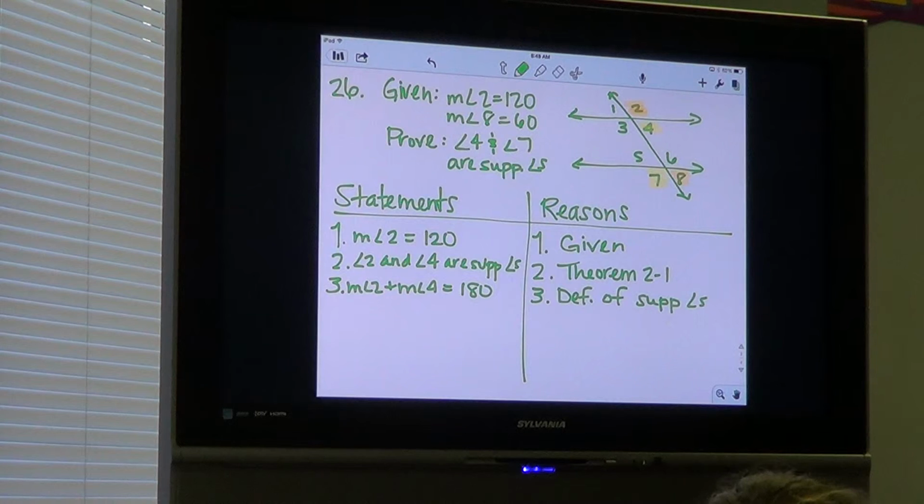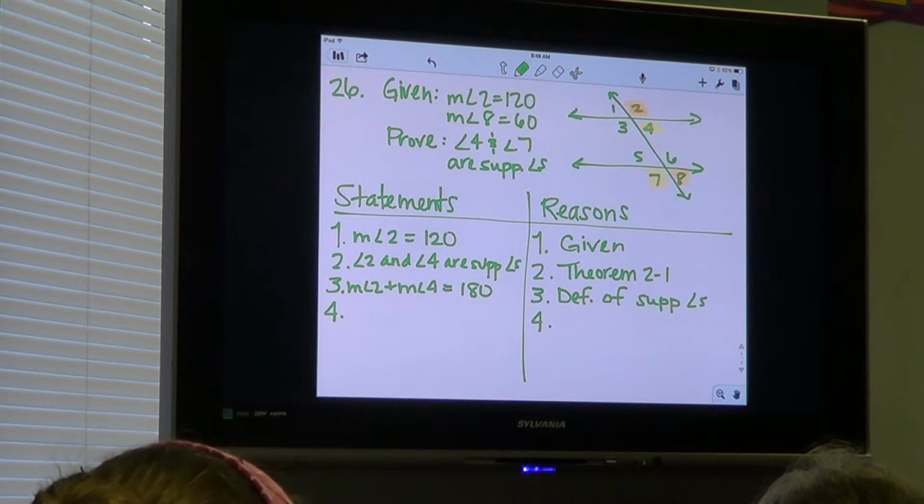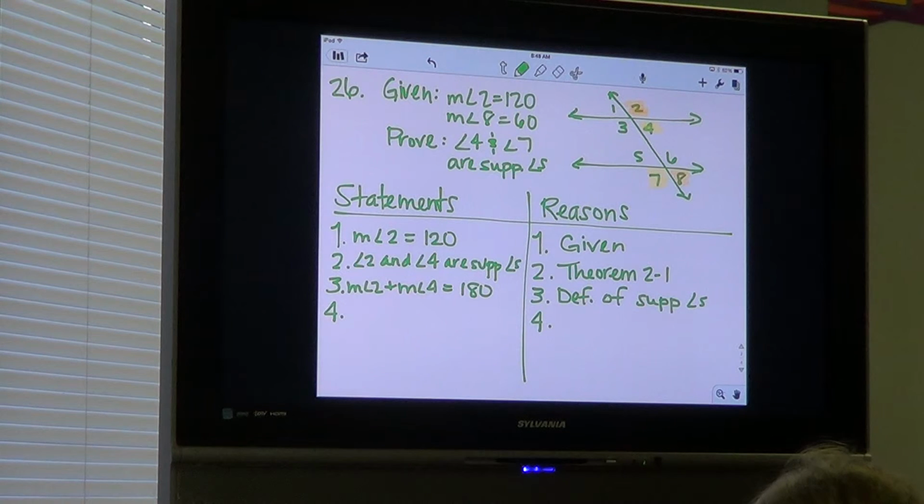Okay, so then, how am I going to figure out what the measure of angle 4 is? Mac? Can you say the measure of angle 4 equals 60, and then for the reason you would say subtraction property? We should say one other thing before that. Because right now, we could subtract the measure of angle 2 from both sides. No. Sarah? Did you say 180 minus 120 equals the measure of angle 4? Yes, but looking at step 3, we don't have 120. So what do I need to do in step 4 first?